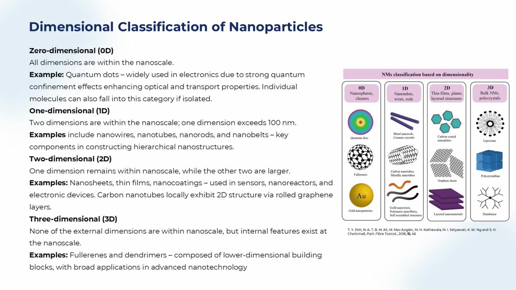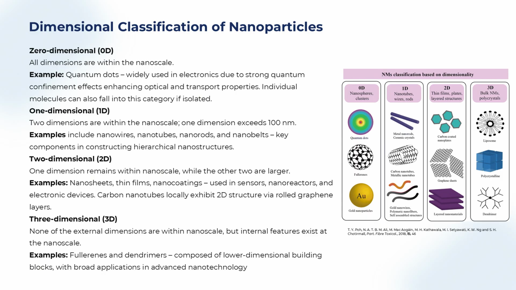The 1-dimensional is the nanoparticle whose two dimensions are within the nanoscale, but one dimension exceeds 100 nanometers. The example can be nanowires or nanotubes. The two-dimensional are characterized with one dimension remaining within the nanoscale, but with the two others which are larger. The examples here are the nanosheets and nanocoatings.